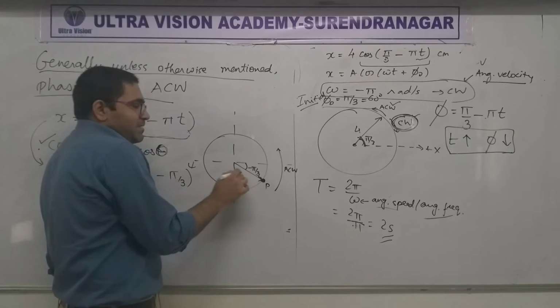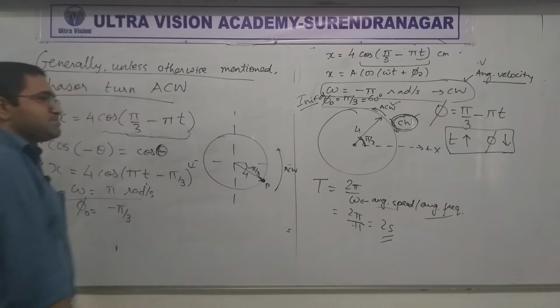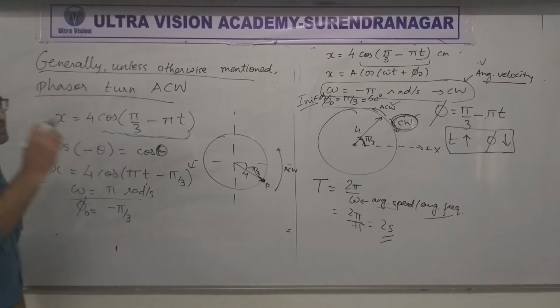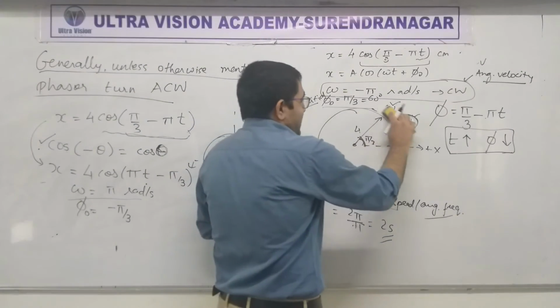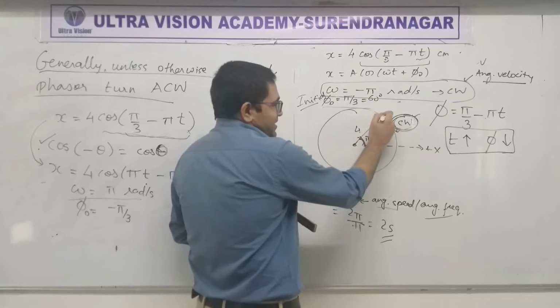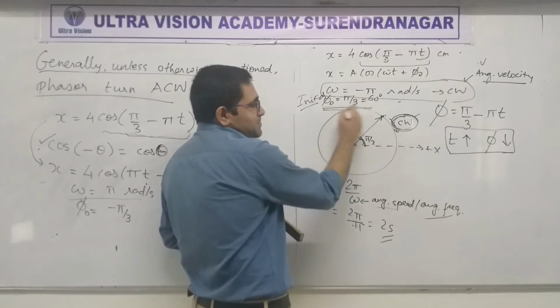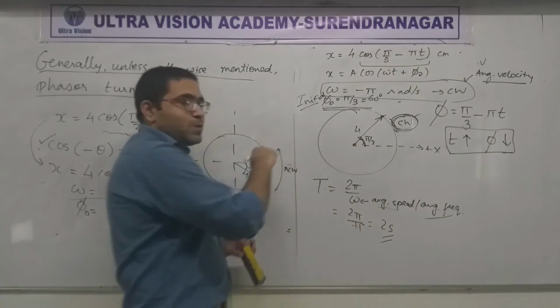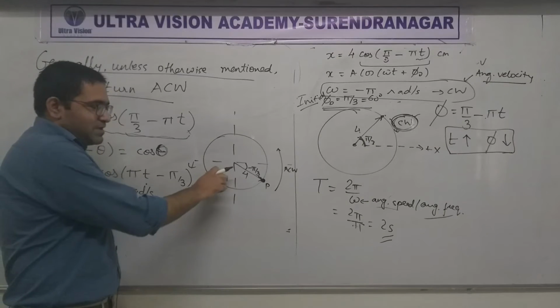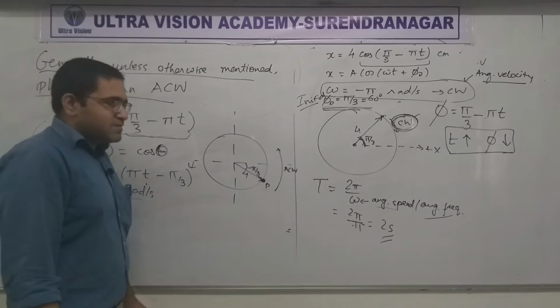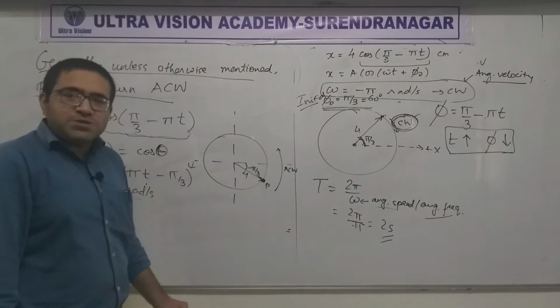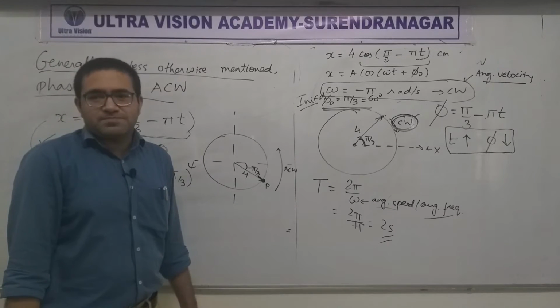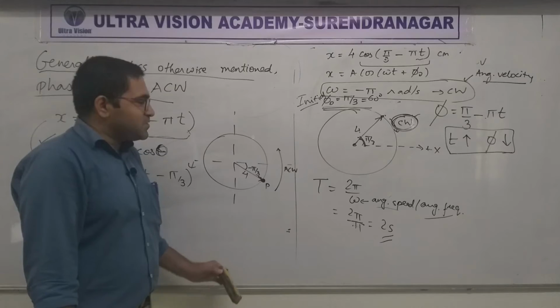So the question might arise in your mind: which of these diagrams is correct? They look completely different. Here we were saying that it starts at pi by 3, initial phase is pi by 3, and then turns this way. And now over here we are saying that this turns this way from here. So which one is right?